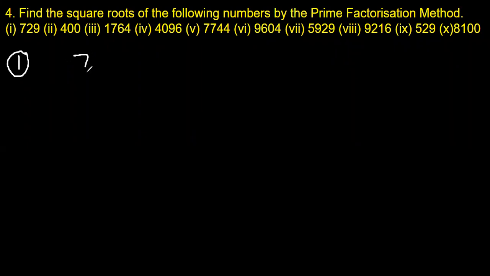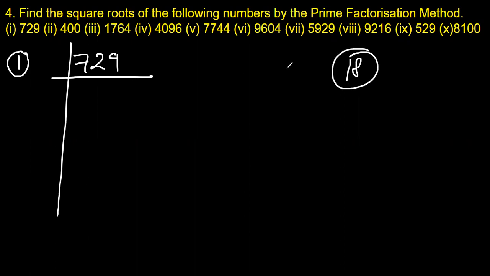Okay, so prime factorization of 729. You take the number and see this is an odd number, so of course not divisible by 2, so we check divisibility by 3. 7 plus 2 plus 9 is 18. 18 is divisible by 3, which means this number is divisible by 3.